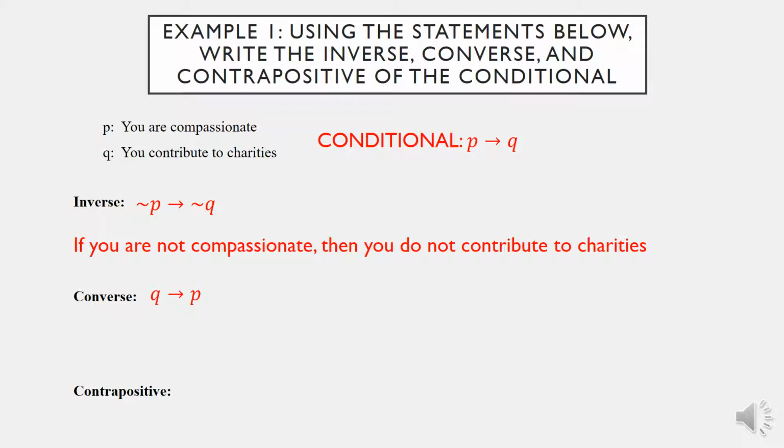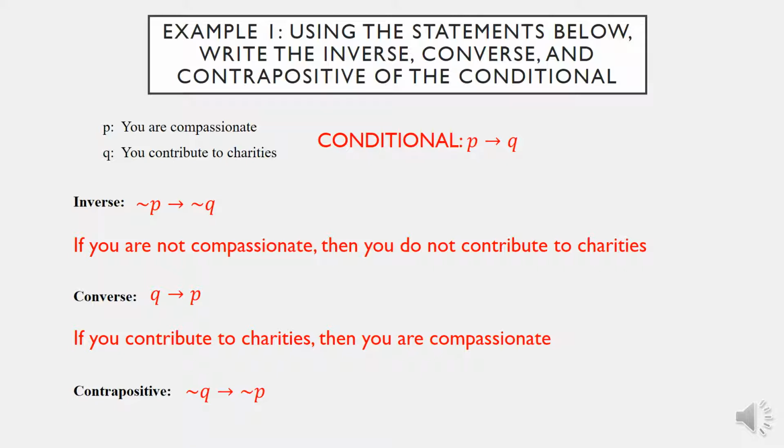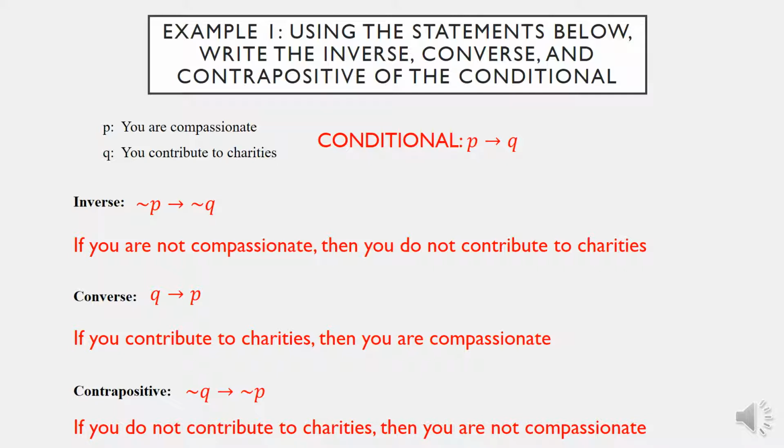The converse is Q implies P. Q is you contribute to charities, and P is you are compassionate. So this is going to be if you contribute to charities, then you are compassionate. And then lastly, the contrapositive is not Q implies not P. Not Q would be you do not contribute to charities, and not P would be you are not compassionate. So we have if you do not contribute to charities, then you are not compassionate.